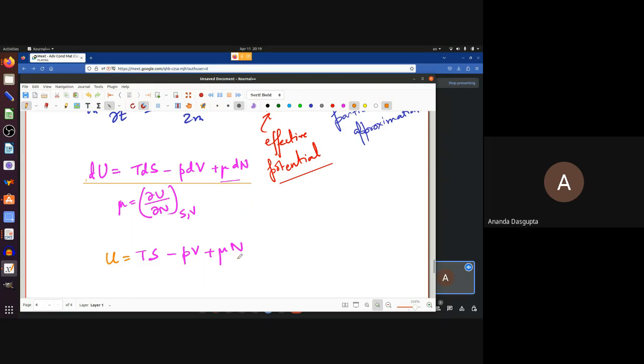The fact that U is actually TS minus PV plus mu N, along with dU being TdS minus PdV plus mu dN, is a consequence of U being a special kind of function. And that's a very familiar special kind of function in thermodynamics. Okay, suppose I take U. What are the variables which go in U? What variables describe the system? U is a function of what?